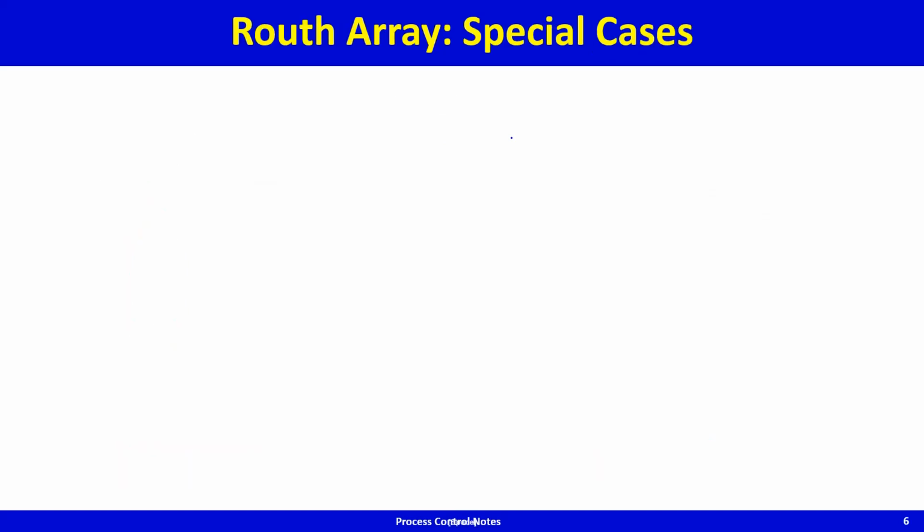So before going into examples, let's look at special cases that might arise. When you're preparing the Routh array, for example, you may have a row with element 1, element 2, element 3, and for example, let's say this is 2, this is 8, and this is 10.